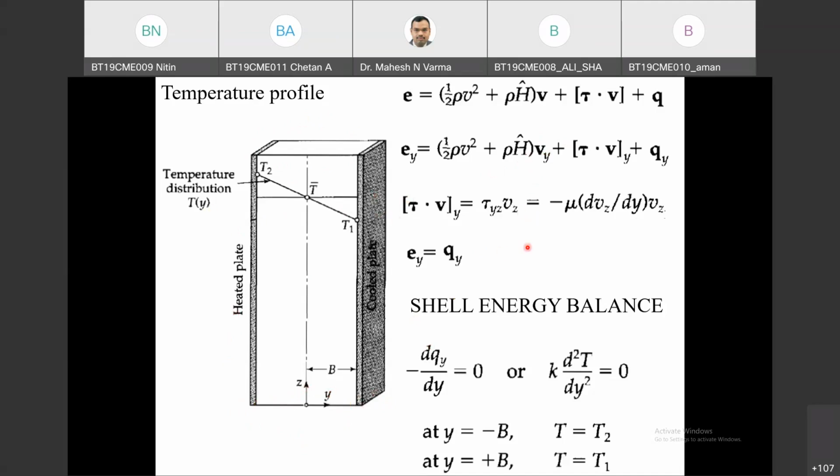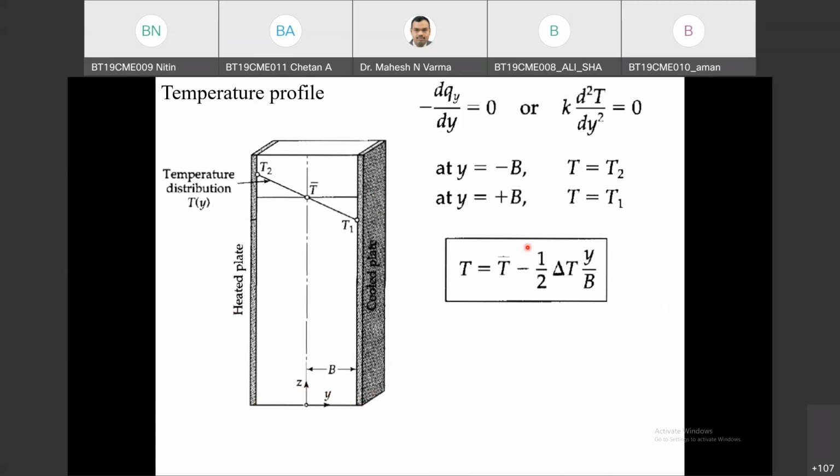Okay. So everybody got this temperature profile where T bar is the average temperature. If this is a center point, then it will be (T1 plus T2)/2. Delta T is T2 minus T1, and T bar is half of T1 plus T2. So check, is everybody getting this temperature profile?